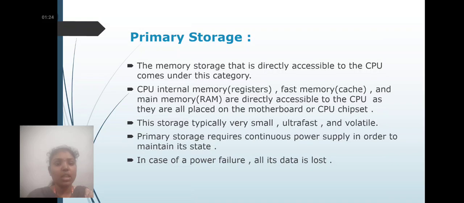Primary storage. The memory storage that is directly accessible to the CPU comes under this category. CPU internal memory, fast memory, and main memory are directly accessible to the CPU as they are all placed on the motherboard or CPU chipset. These storages are typically very small, ultra fast, and volatile. Primary storage requires continuous power supply in order to maintain its state. In case of a power failure, all its data is lost.